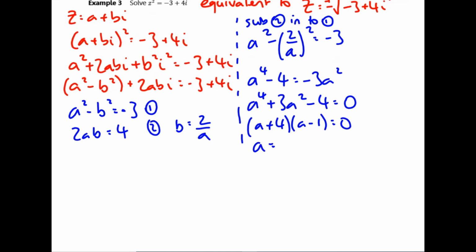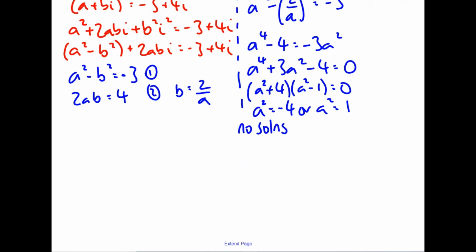Sorry, this is squared. I get a squared is minus 4, or I get a squared is 1. Now we know that a squared equals minus 4 has solutions. It has imaginary solutions. But in one of the previous examples, we said that a and b have to be real numbers. And so a squared equals minus 4 doesn't have real solutions. So we're going to discount that. Instead, we're going to just have a is plus or minus 1.